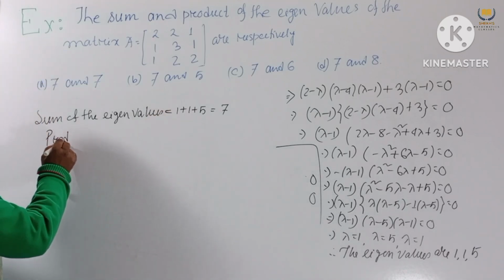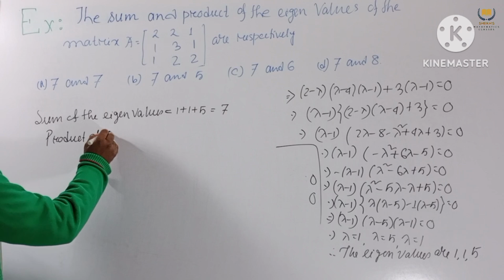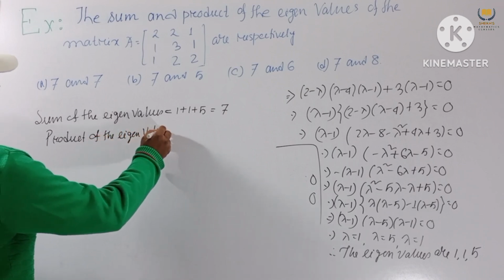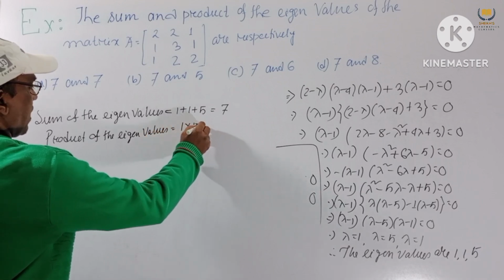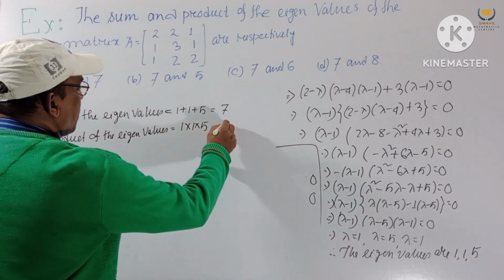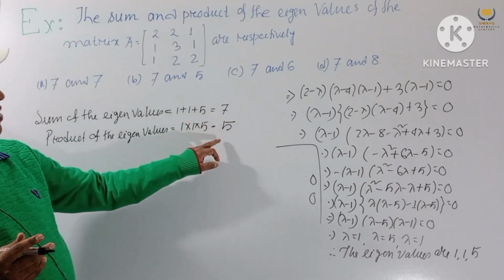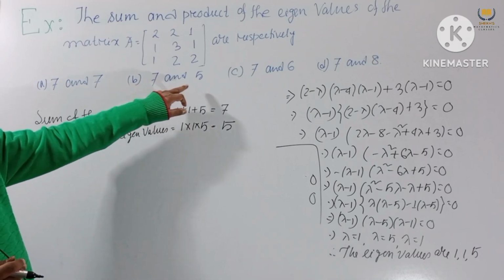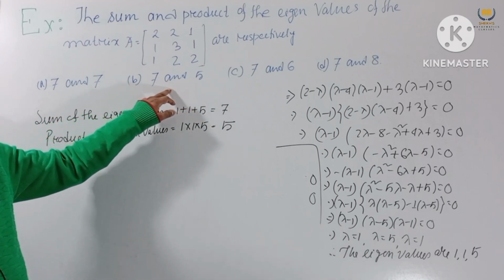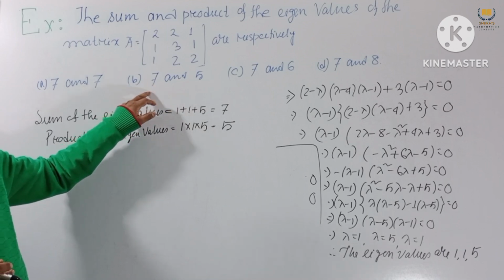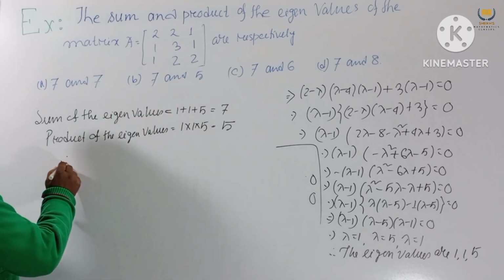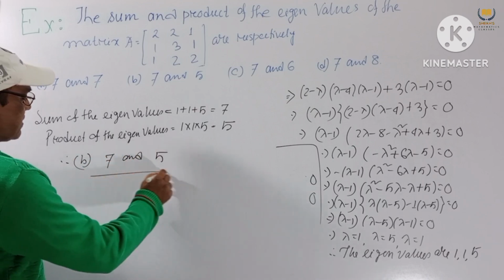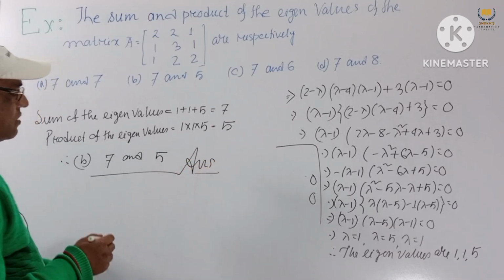Product of the eigenvalues equal to 1 into 1 into 5, this is 5. So sum is 7, product is 5. So the option is sum 7, product 5. This is the correct option. Option B is the correct option. Sum is 7, product is 5. Therefore B, 7 and 5, this is the answer.